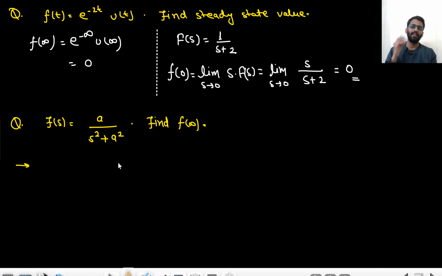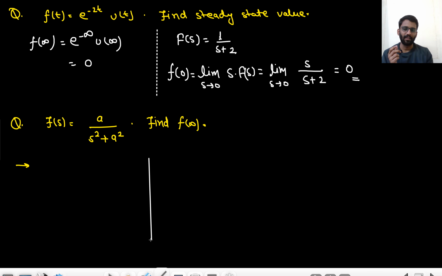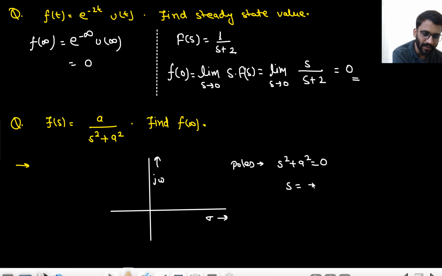Now apply the theorem in this. Before applying the theorem, just make the s plane. What will be your s plane? Sigma and j omega. This is sigma, this is j omega. Find the poles. Poles will be s square plus a square equals 0. So what is the value of s? That is plus minus ja. That means one pole will be here, at ja, on the j omega axis upward, and the other pole will be here.